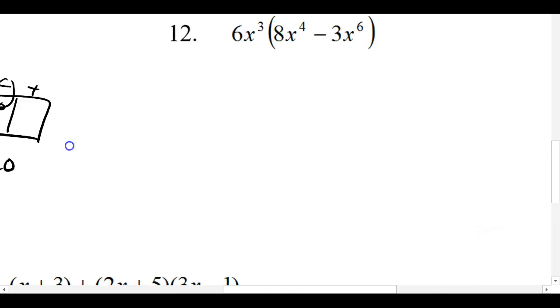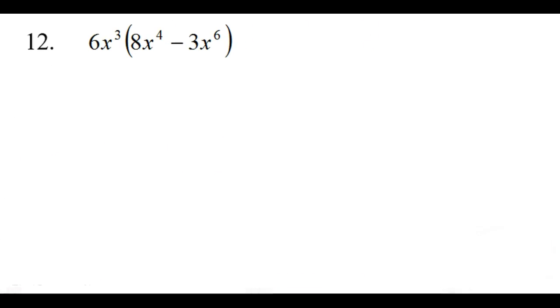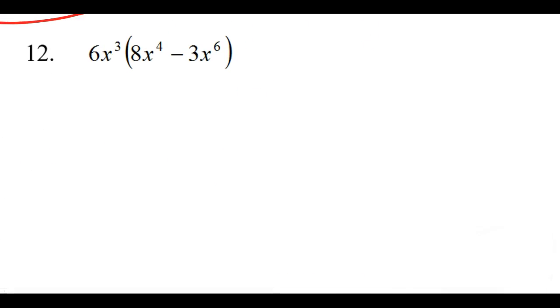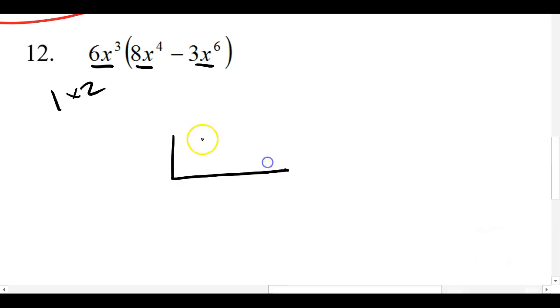Okay, so now number 12. Okay, so number 12, we have a 1 by 2. Oops, not 1 plus 2, a 1 by 2. Okay, so now, we just stick with black. I do a 1 by 2. Okay, so now you're going to put the 6x cubed here on the left, because that's the number that's outside.